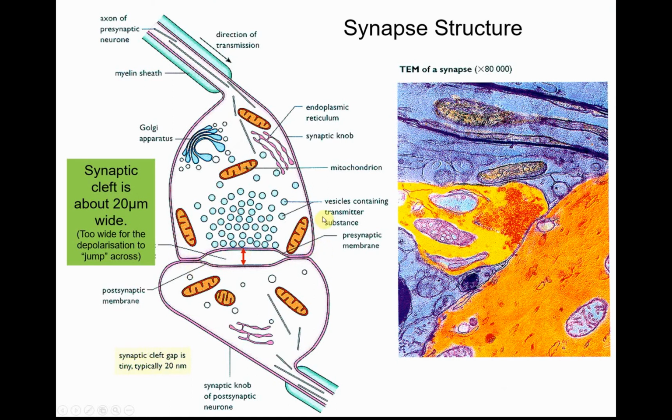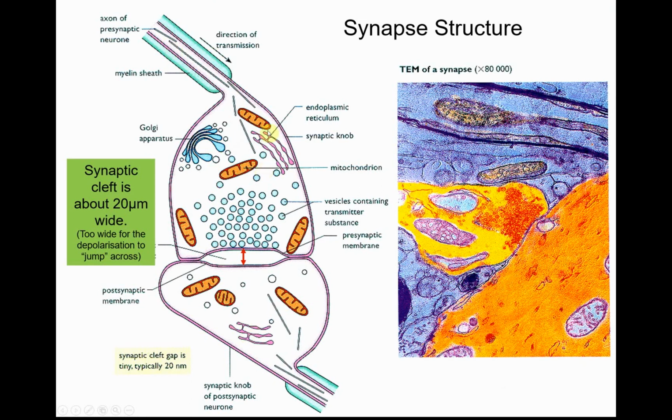Okay, we have got vesicles, so little membrane-bound bags containing neurotransmitter chemicals. We've got lots and lots of mitochondria. We've got Golgi apparatus and smooth endoplasmic reticulum here. And then in our postsynaptic neuron, we have got similar sort of structures, especially plenty of mitochondria.